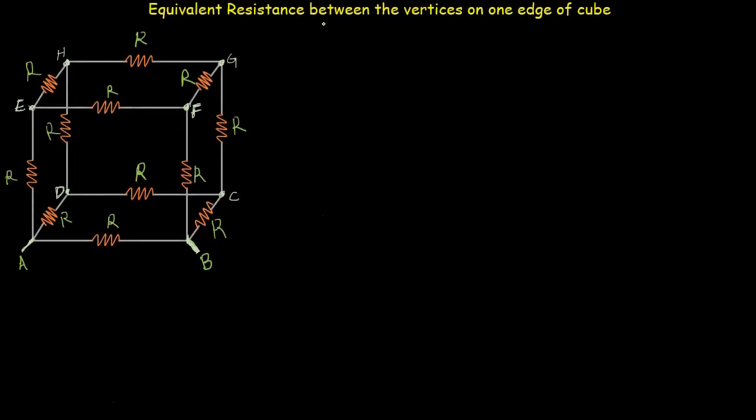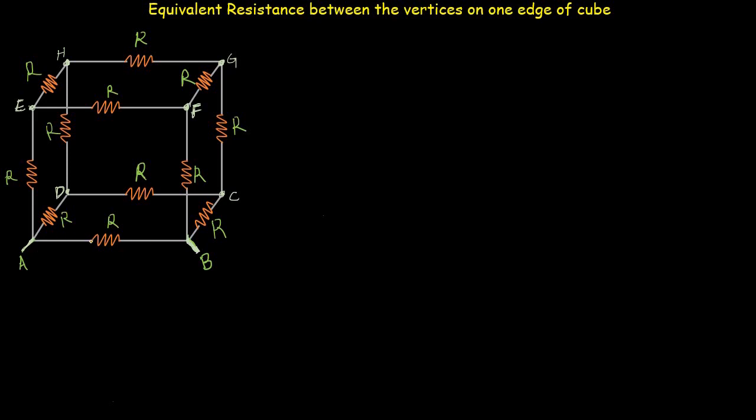In this video lecture, we will be solving another problem in which we are asked to find out the equivalent resistance between the vertices on one edge of a cube. So basically, we have given a cube in which 12 resistors are connected on the edges of this cube. And we are asked to find out the equivalent resistance between point A and B, or simply we can say that the equivalent resistance between the vertices on one edge of this cube.